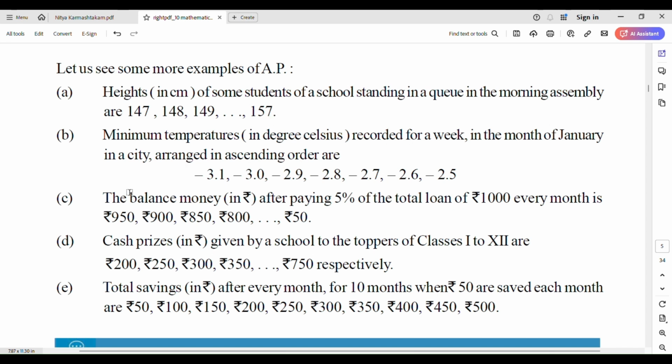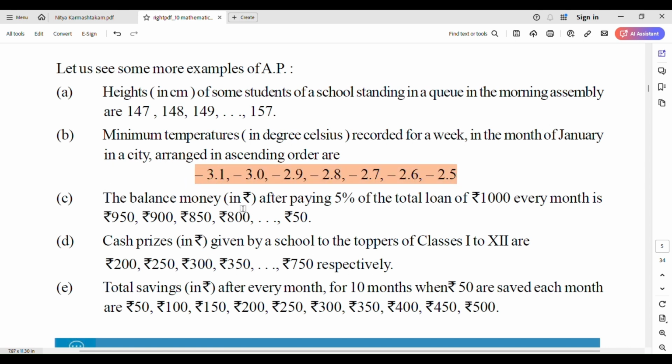The minimum temperatures recorded for a week in the month of January in a city, arranged in ascending order like this: -3.1, -3.0, -2.9, -2.8, -2.7. So everywhere, if you see, it is basically addition of 0.1 degrees, correct? Addition of 0.1 degrees is happening. So this is another arithmetic progression.